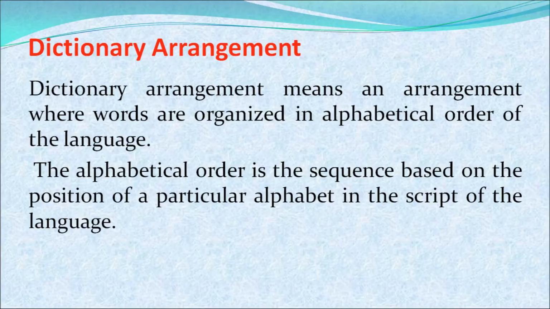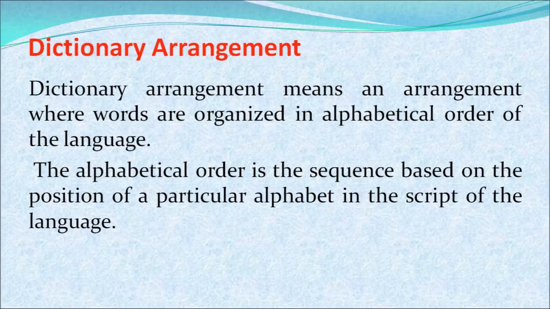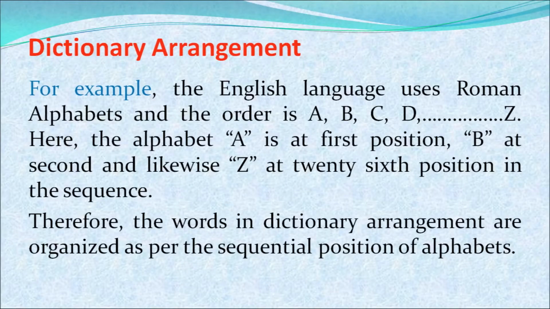Dictionary arrangement means an arrangement where words are organized in the alphabetical order of the language. Alphabetical order is the sequence based on the position of a particular alphabet in the script of the language. For example, the English language uses Roman alphabets and the order is A, B, C, D to Z. Here the alphabet A is in the first position and B is in the second position. Likewise, it comes to Z at the 26th position in the sequence. Therefore, the words in the dictionary arrangement are organized as per the sequential position of the alphabets.